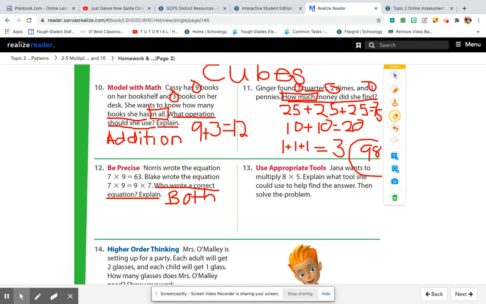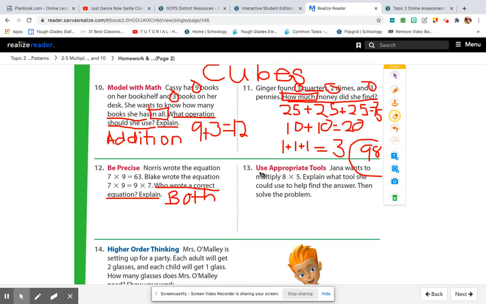Number 13, Jana wants to multiply 8 times 5. Explain what tools she could use to help find the answer. Then solve the problem. Well, there's multiple tools she could use. You could have chosen even a few tools to use if you wanted to, because you can use one to solve the problem and you can use one to check your answer.